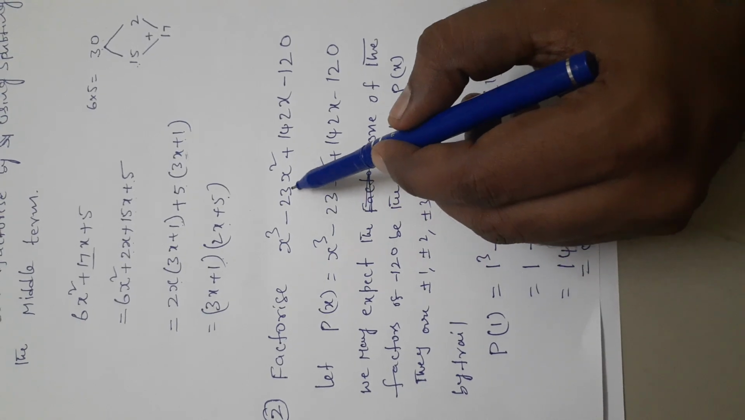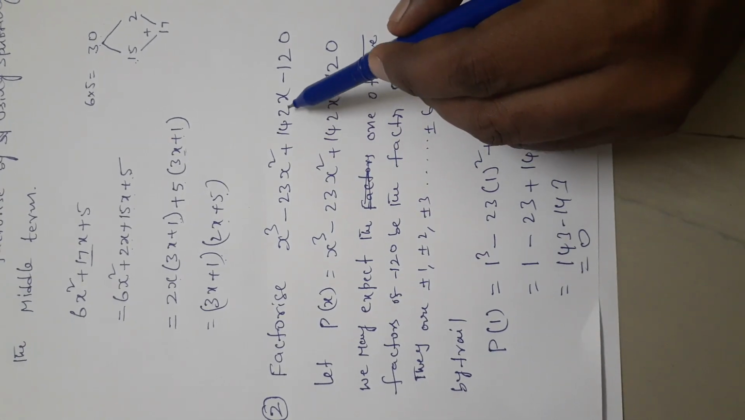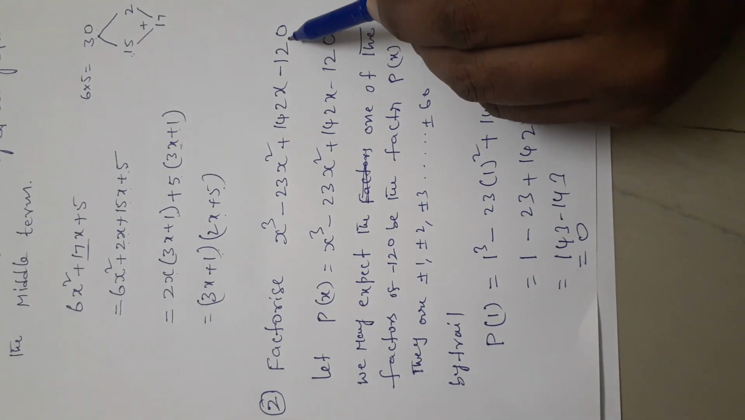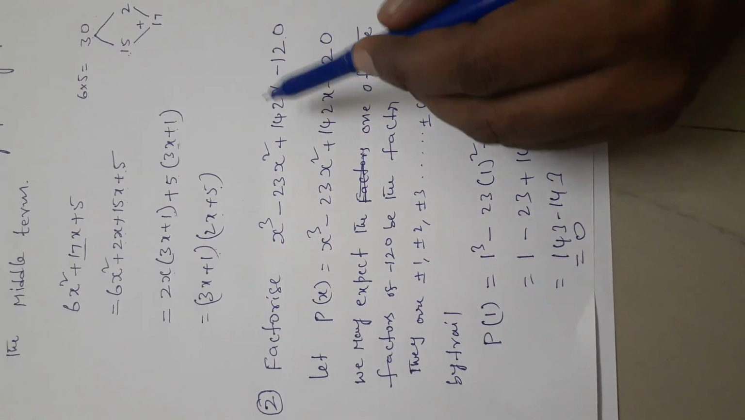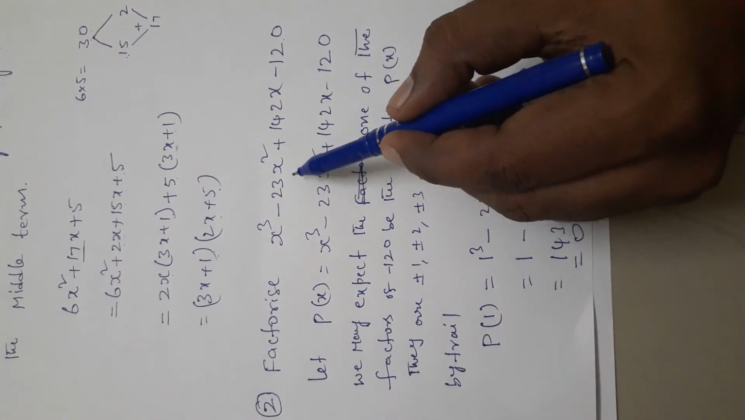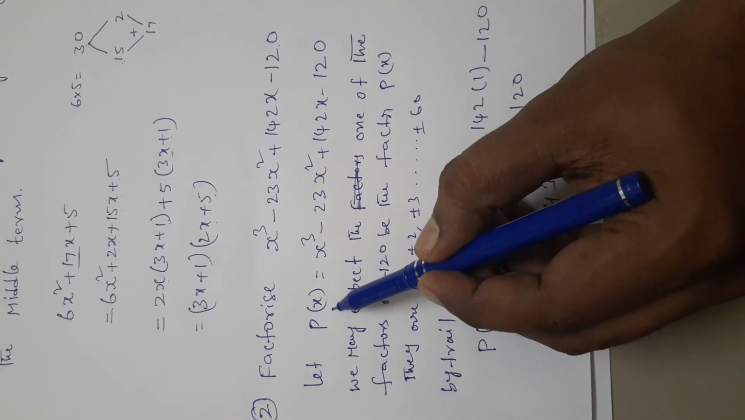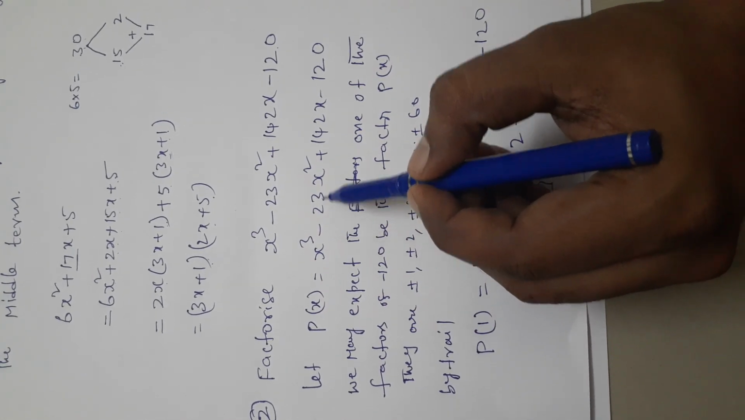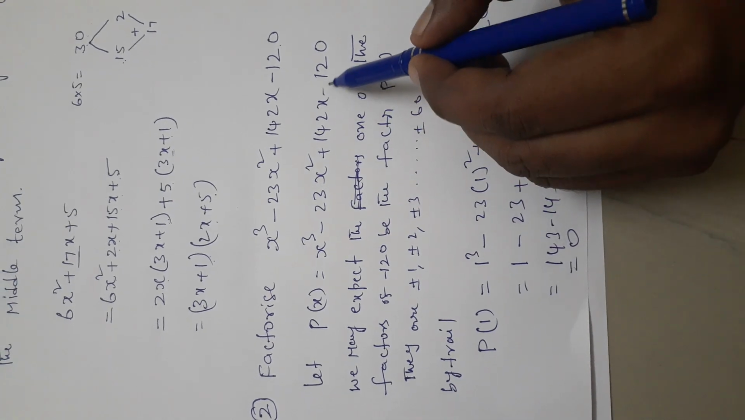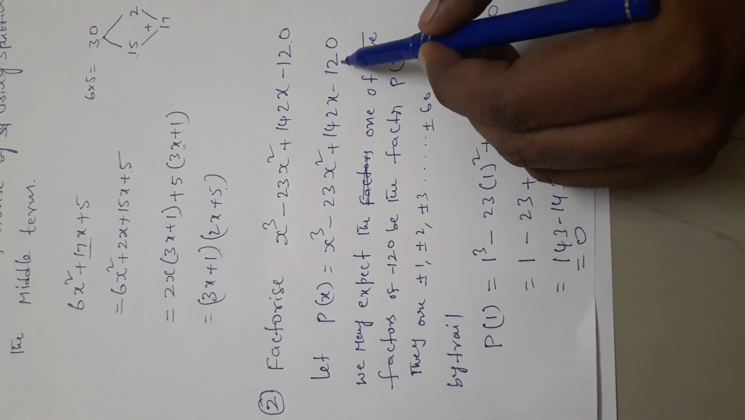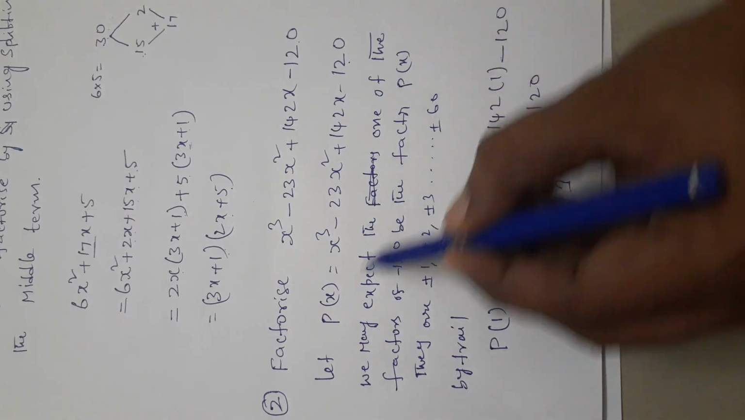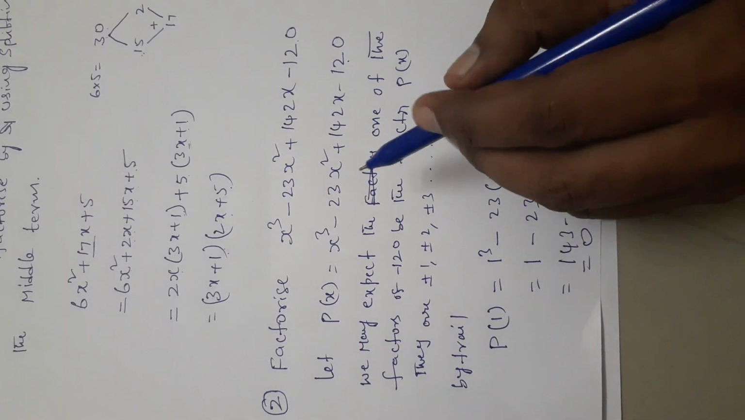Factorize x cube minus 23x square plus 142x minus 120. This is a cubic polynomial. Now I need to factorize this polynomial. So it has three factors. Let us assume that p of x equals x cube minus 23x square plus 142x minus 120. So we may expect the factors of this. What will be the factors? At least one factor we need to find.